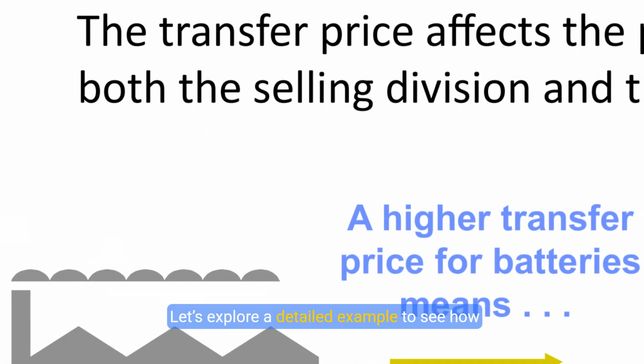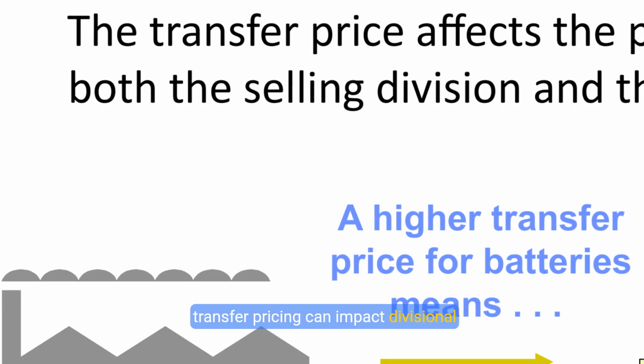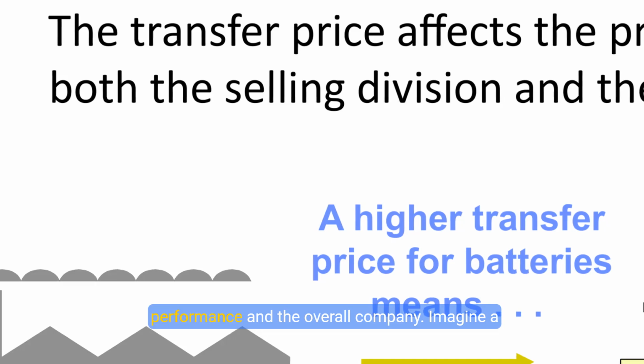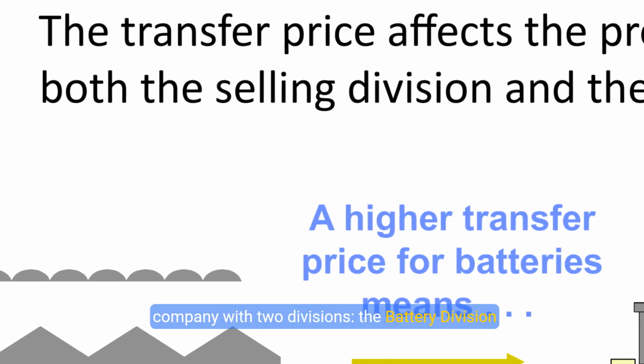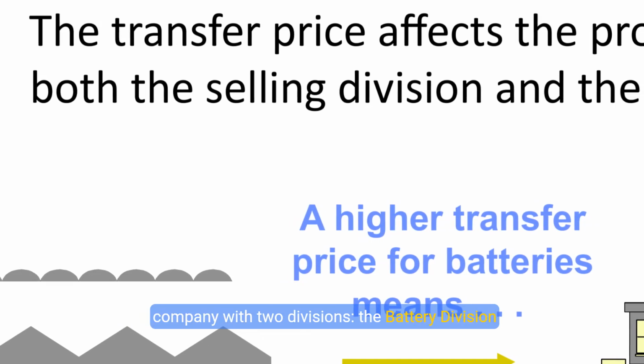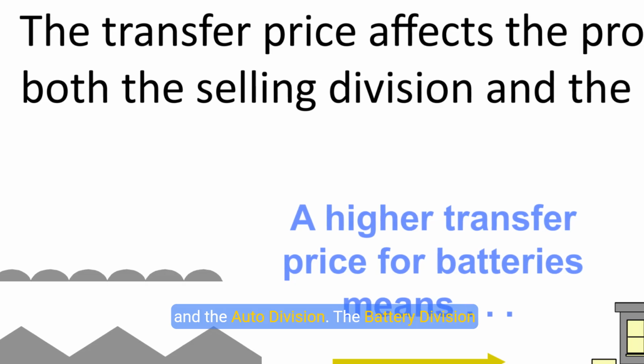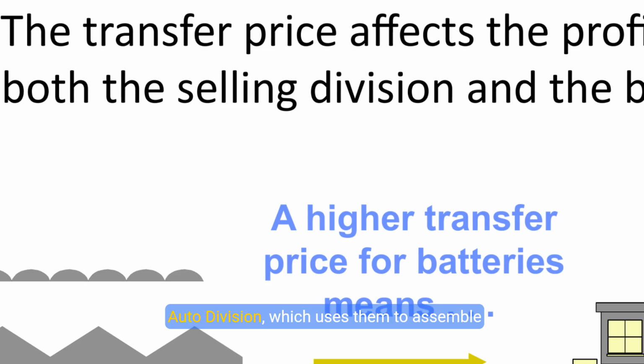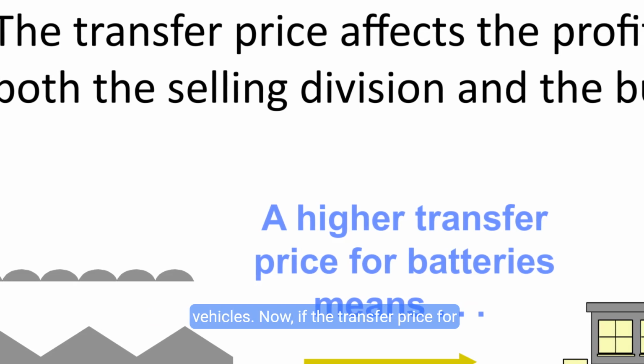Let's explore a detailed example to see how transfer pricing can impact divisional performance and the overall company. Imagine a company with two divisions, the battery division and the auto division. The battery division manufactures batteries and supplies them to the auto division, which uses them to assemble vehicles.